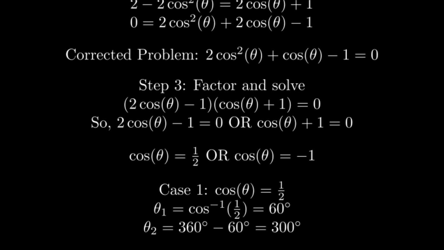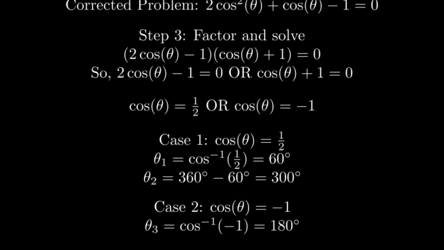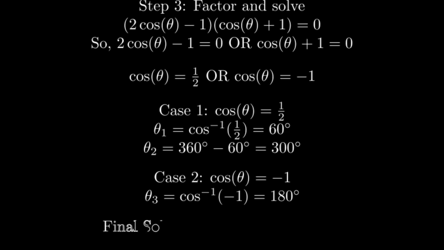For cosine theta equals 1/2, the principal solution is 60 degrees. The second solution is 360 minus 60, which is 300 degrees. For cosine theta equals -1, the principal solution is 180 degrees. In the interval 0 to 360, this is the only solution. Combining our results, we find three solutions in the given interval: 60 degrees, 180 degrees, and 300 degrees.